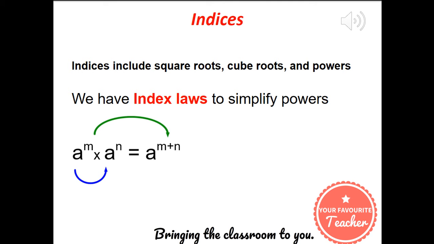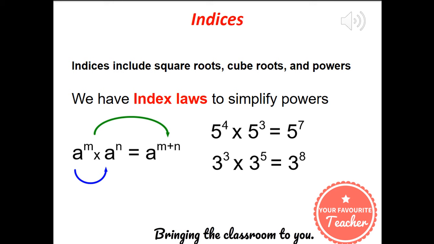So if this is a little complicated, let's take a look at an example. 5 to the power 4 times 5 to the power 3. Notice we have 5 and 5, which represents our a and a, gives us an answer of 5 to the power 7, 4 plus 3. So we can see how it's related now. Let's take a look at another example. 3 to the power 3, or 3 cubed, times 3 to the power 5 is equal to 3 to the power 8. 5 plus 3 is 8.